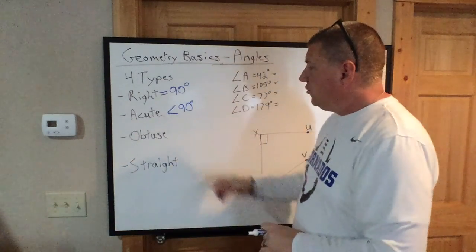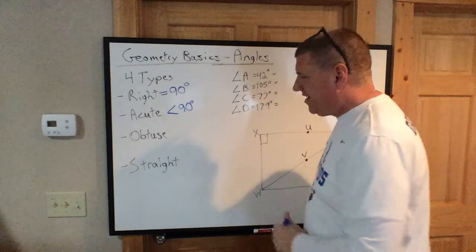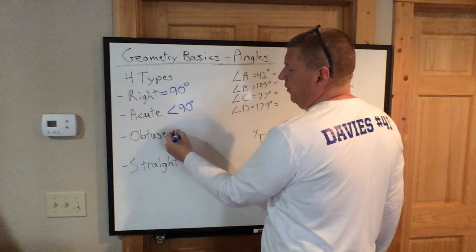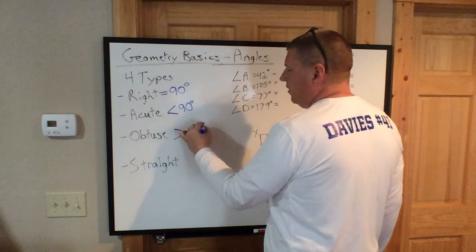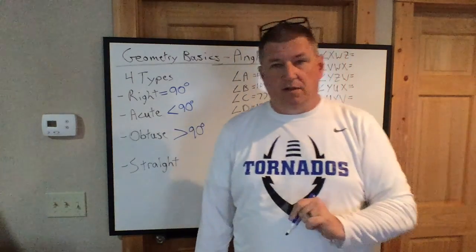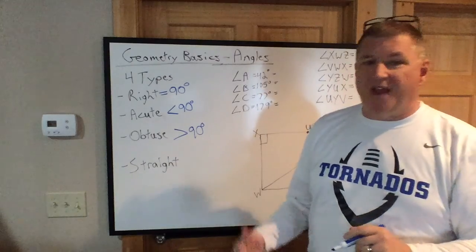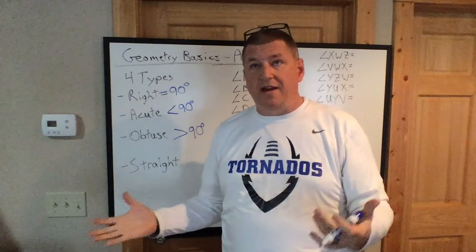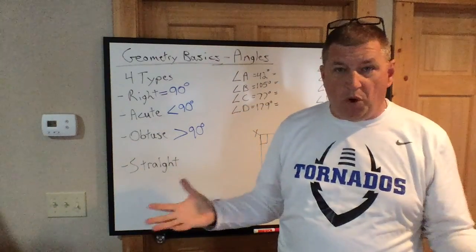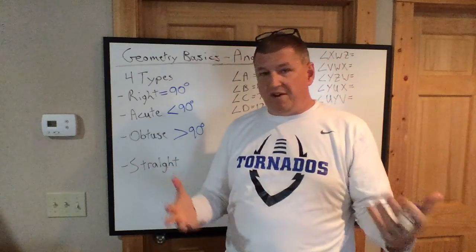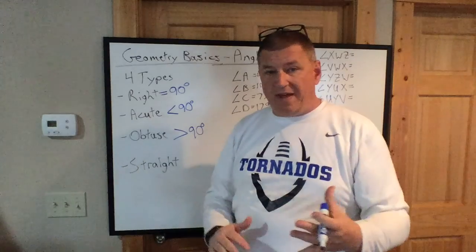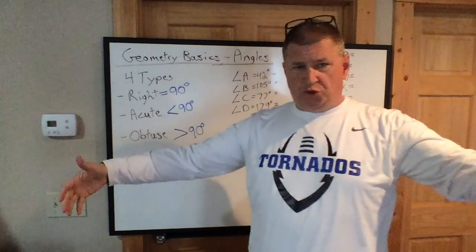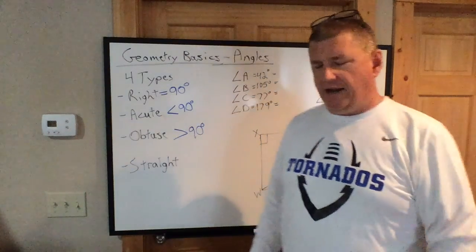Okay, so an acute angle is one that is less than 90 degrees, whereas an obtuse angle is one that would be greater than 90 degrees, but less than 180. Okay, so it's 90.00001 all the way up to 179.99999. Okay, that's the way that goes. It's a big obtuse angle. Okay, it's greater than 90 degrees.